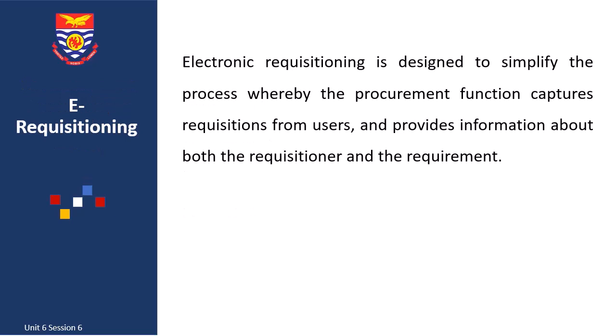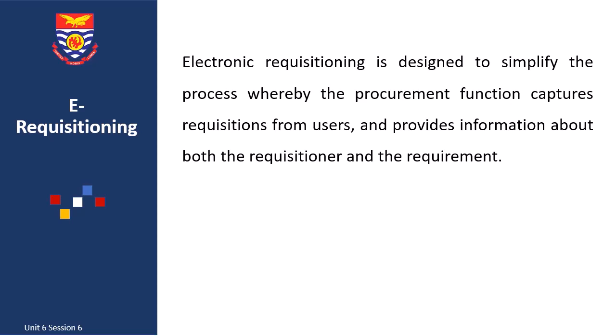Now, let's take each of the e-sourcing tools and go over them. The first e-sourcing tool we have here is e-requisitioning. This is the electronic requisitioning designed to simplify the process whereby the procurement function captures requisitions from users and provides information about both the requisitioner and the requirement. So we know that when a user department needs something, thanks to e-requisitioning and the introduction of ICT in our sourcing process, they just need to log on online to whatever software we are using, and issue a requisition.